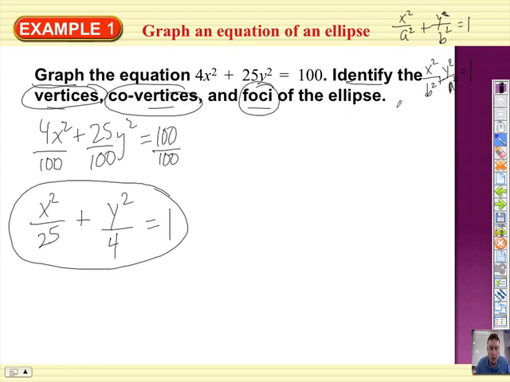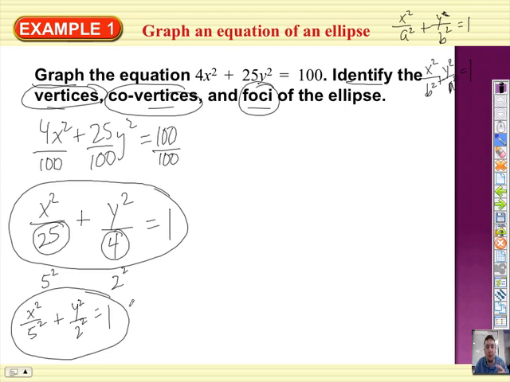How do you know? Well, the bigger one, remember the major axis? The bigger one deals with A. So whatever A is, that's the bigger one. I know this is something squared, so that's 5 squared. I know this is something squared, that's 2 squared. A is the bigger one. So we got x squared over 5 squared plus y squared over 2 squared equals 1. Right from here I can find out my A and my B, and then I can find my C for my foci.